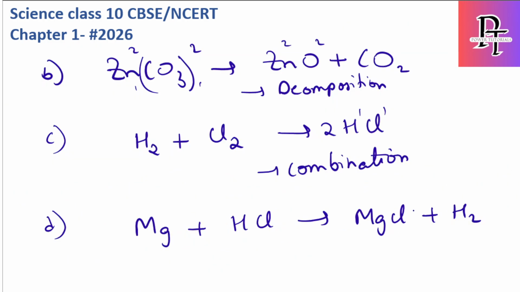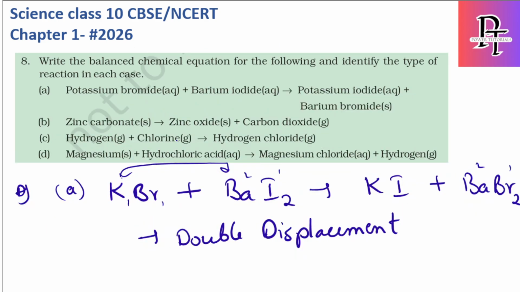So magnesium is 2, chlorine is 1, so this becomes MgCl2, because as I told you, valences will get interchanged to get the formula. They have also mentioned the physical states, so let's also write it. Potassium bromide aqueous, barium iodide aqueous. Aqueous is the one which is dissolved in liquid.